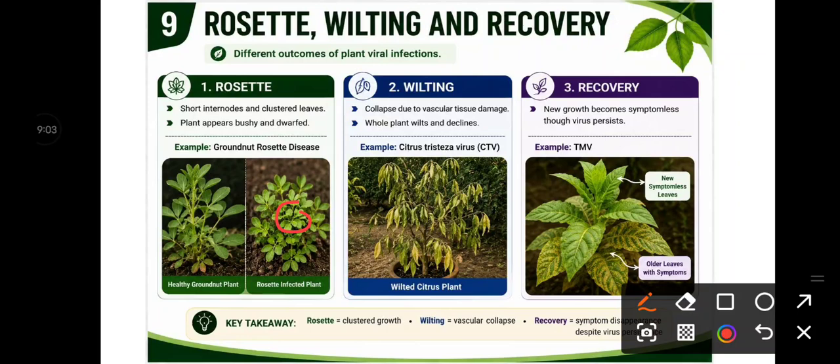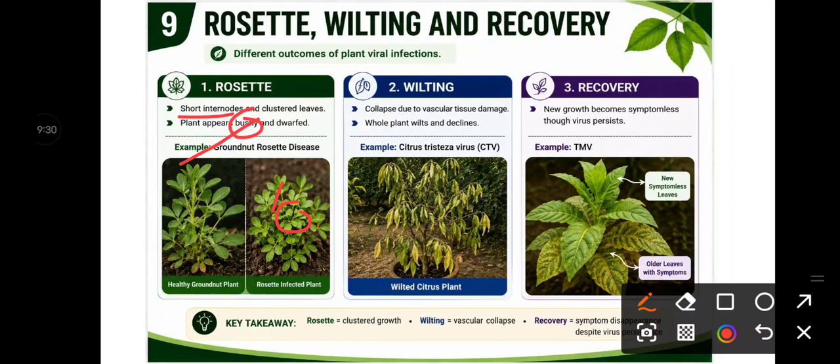In the rose, the petals are clustered and they are very bushy like structure. Just like that, here also the leaves, due to the shortening of the internode, will be clustered and look bushy. That's why they are called rosette. An example of a virus producing rosette symptom is groundnut rosette disease or groundnut rosette virus.